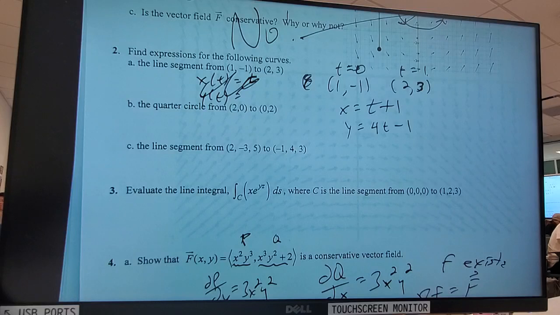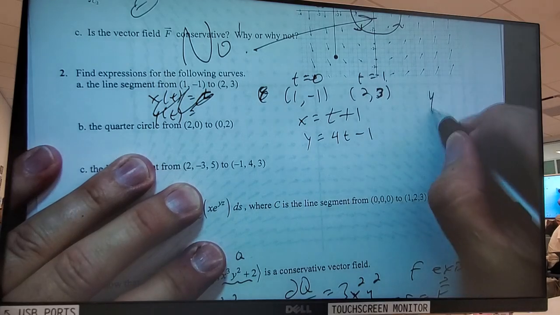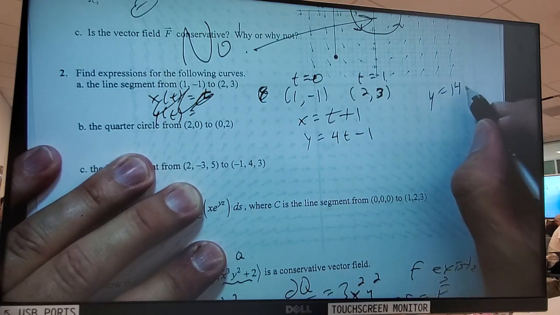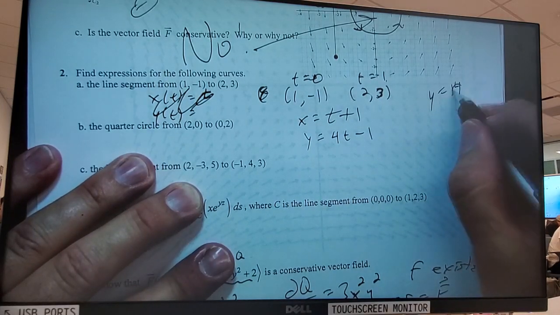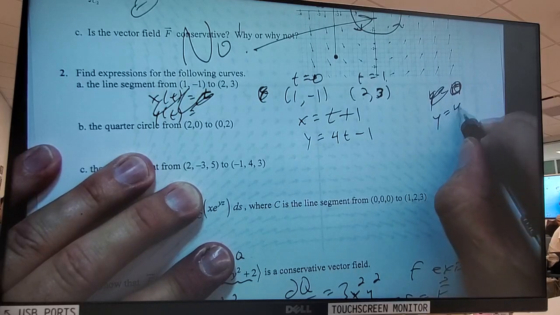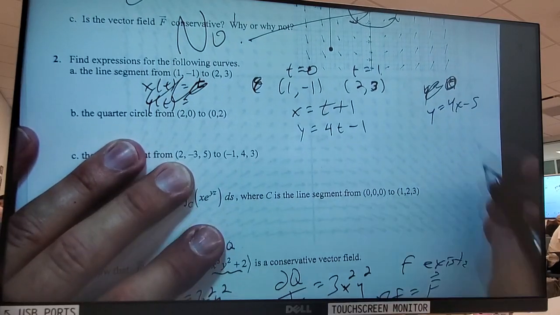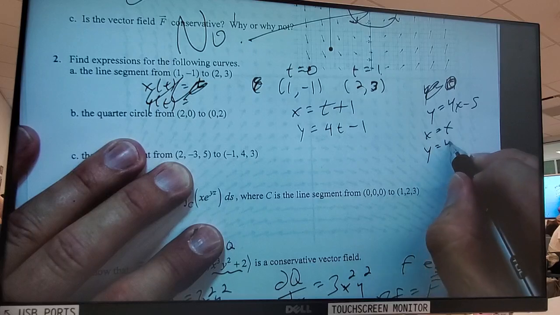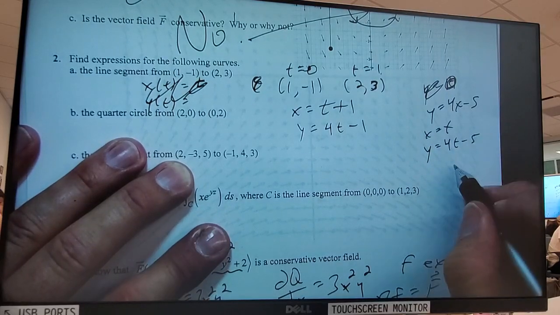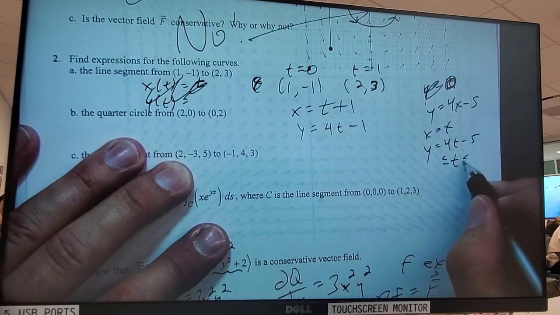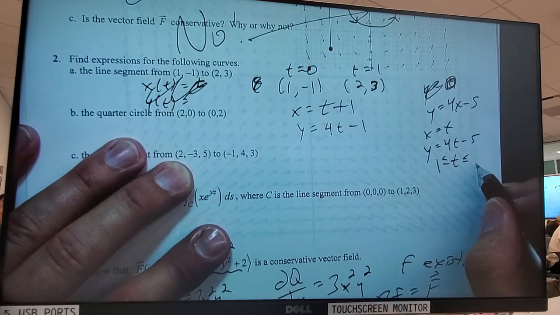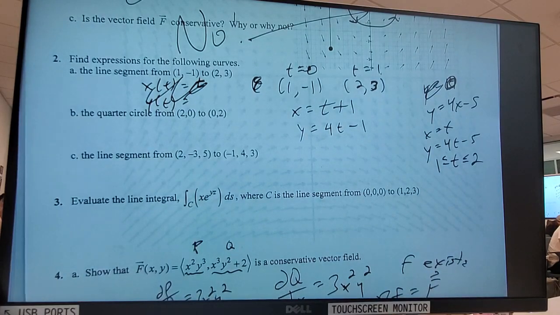Did somebody else get a different parameterization? Did anyone do it a different way? I used the equation of the line. x equals t and y equals 4t minus 5. So you found y equals 4x minus 5, then you said x is t, and y is 4t minus 5. And what would your t go from and to? From 1 to 2, yeah, because your x is t. I like it. Cool.